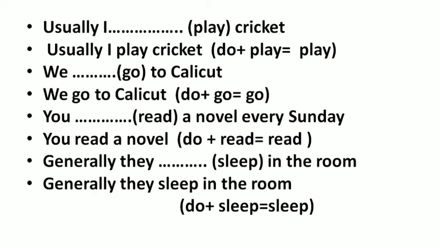Here we have used the plural subjects we, they, you and the first person singular I. For these subjects we have to use do. That means we don't add s or es along with the V1 form. That means these verbs do not agree with does in the sentence but only agree with do in the sentence.